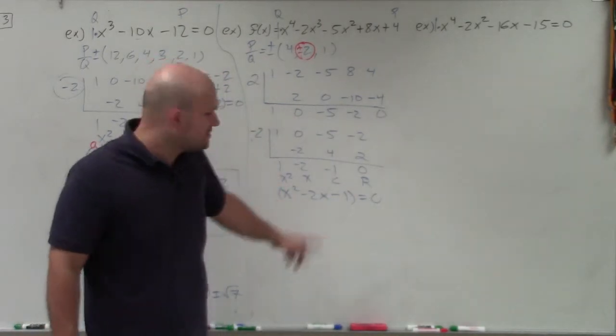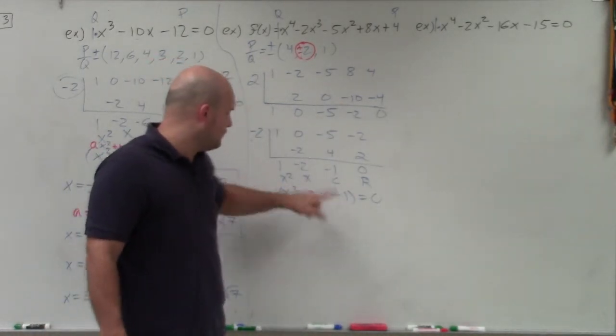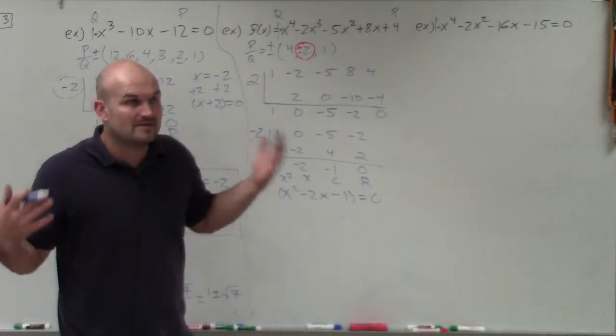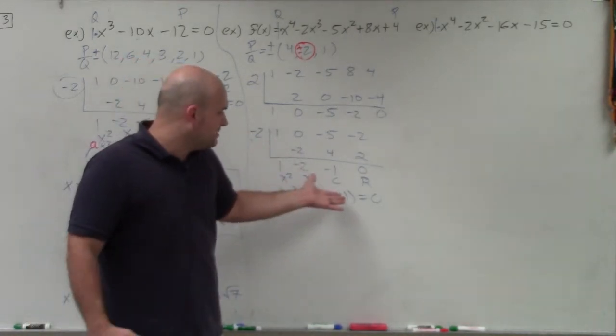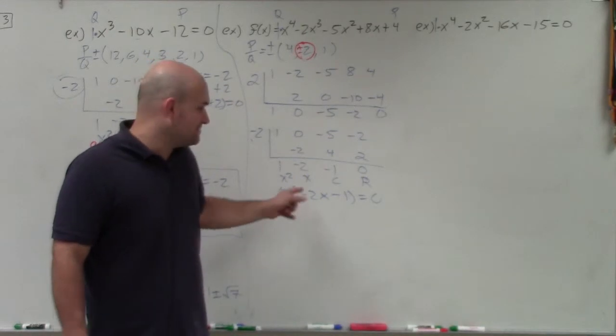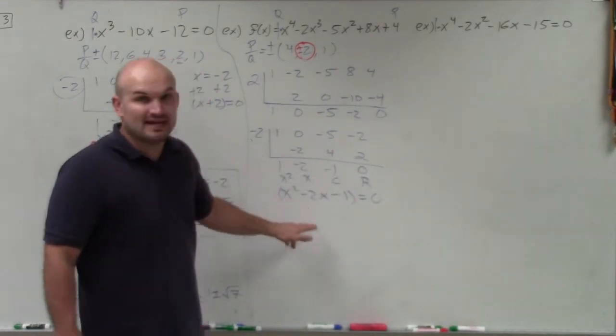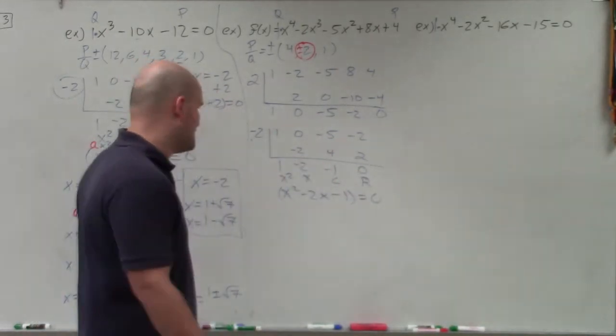So I want to determine, is it factorable? What two numbers multiply to give you negative 1, but then add to give you negative 2? Unfortunately, it doesn't work. Negative 1 times negative 1 gives you a positive 1, even though they add to negative 2. So I have to go back and use the quadratic formula.